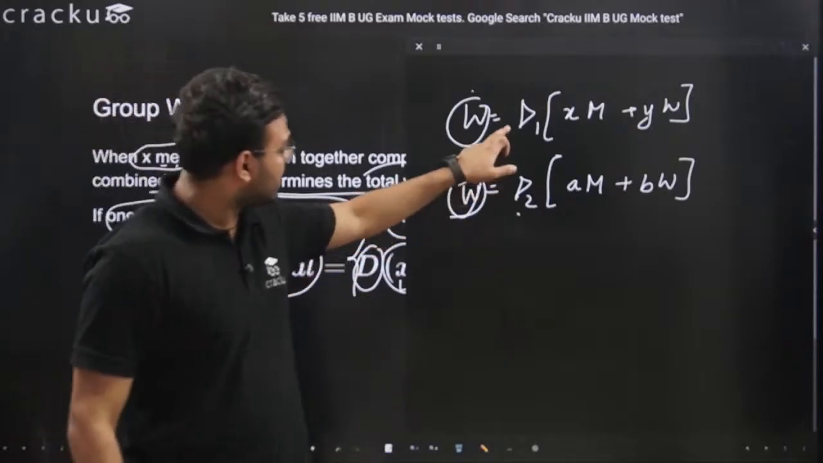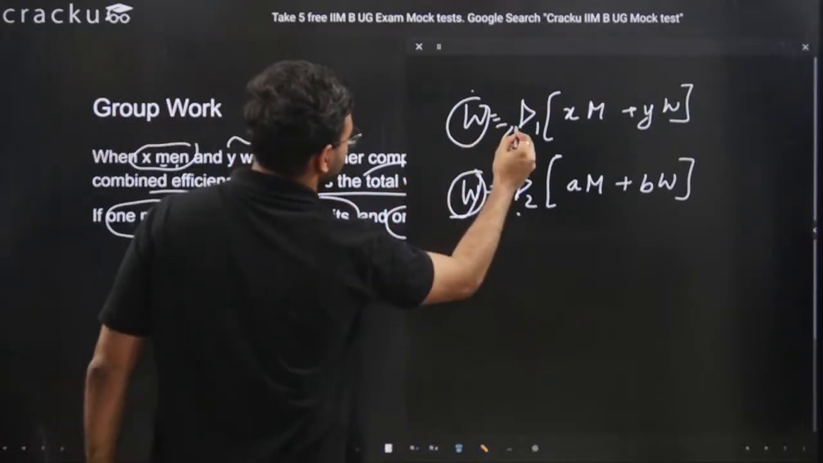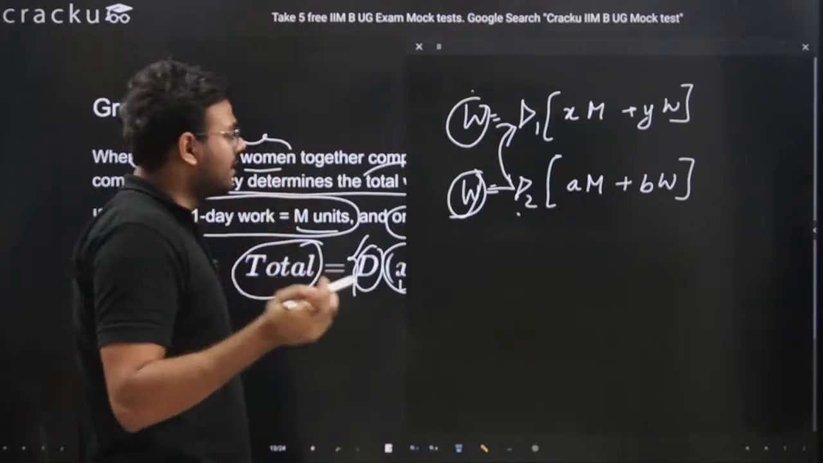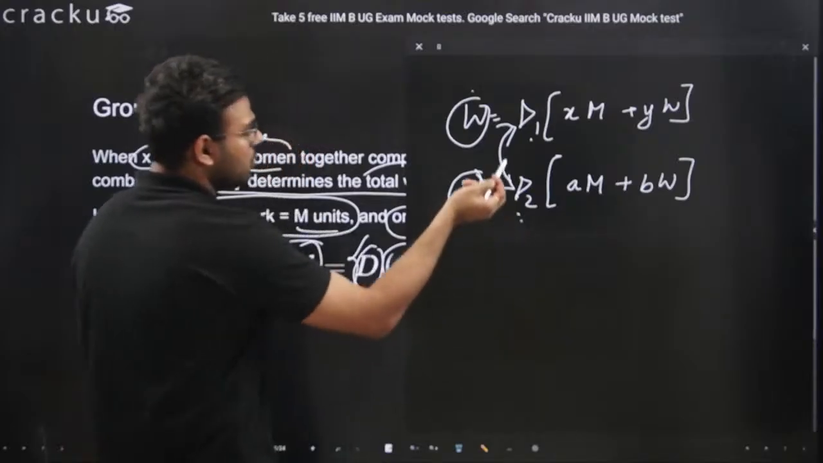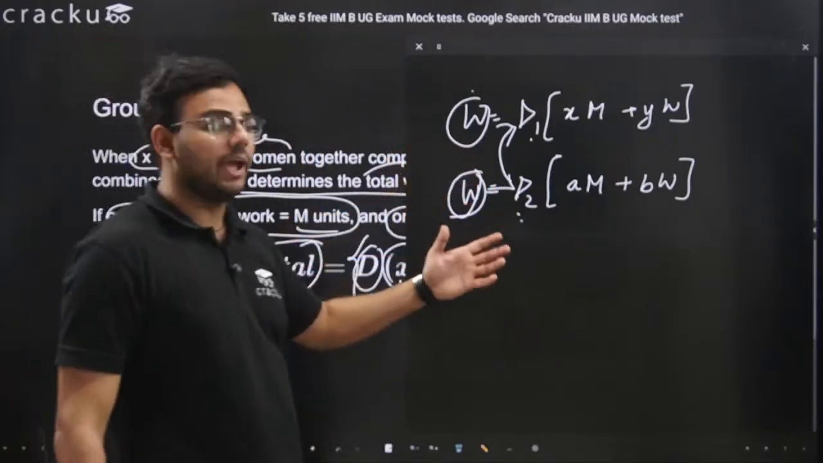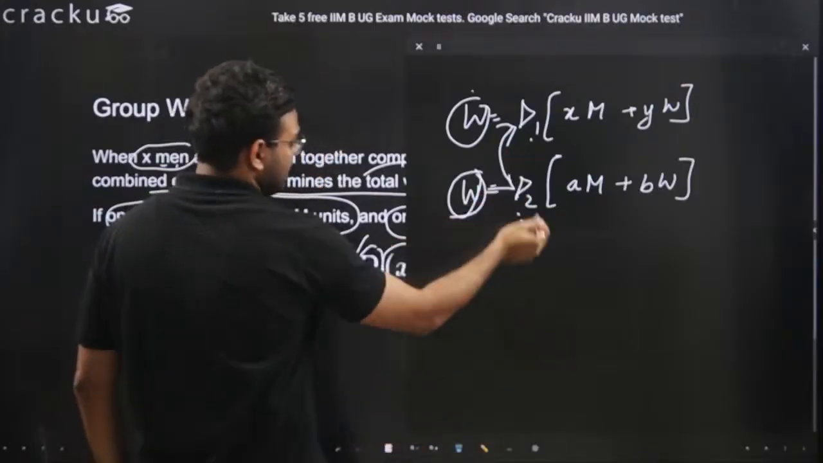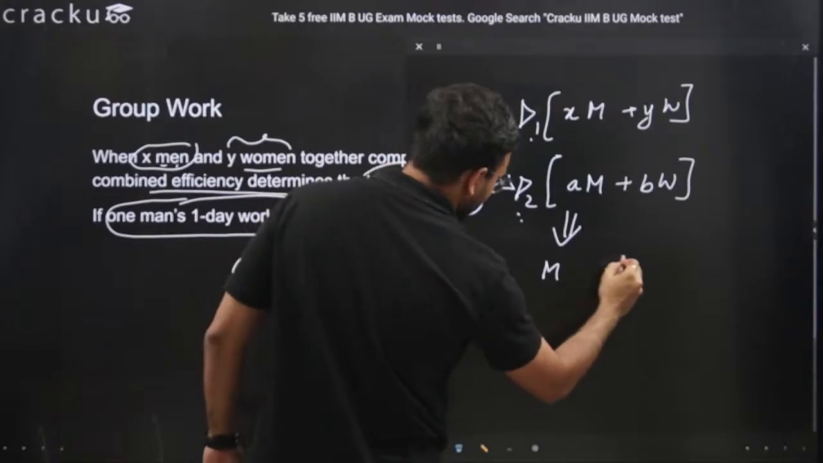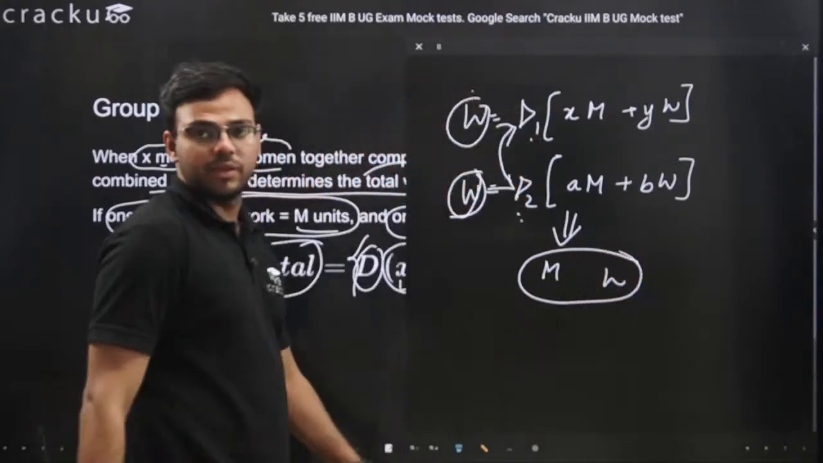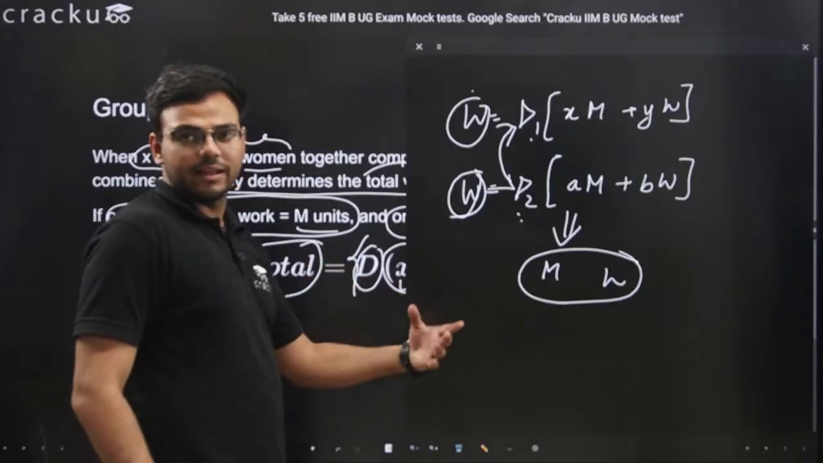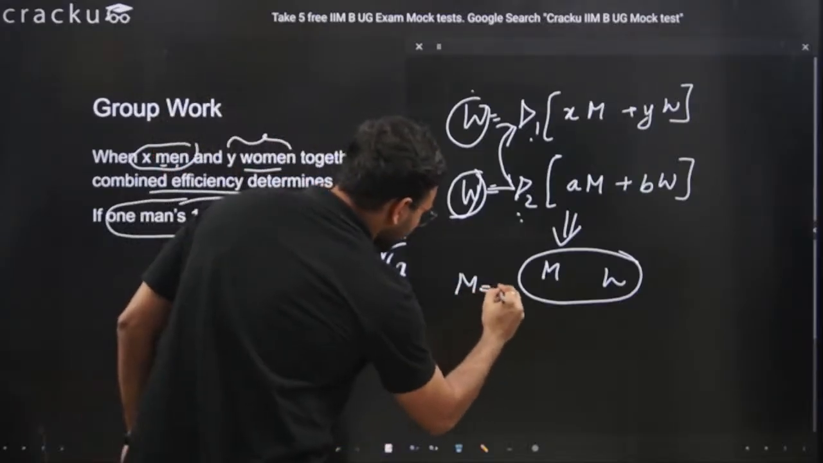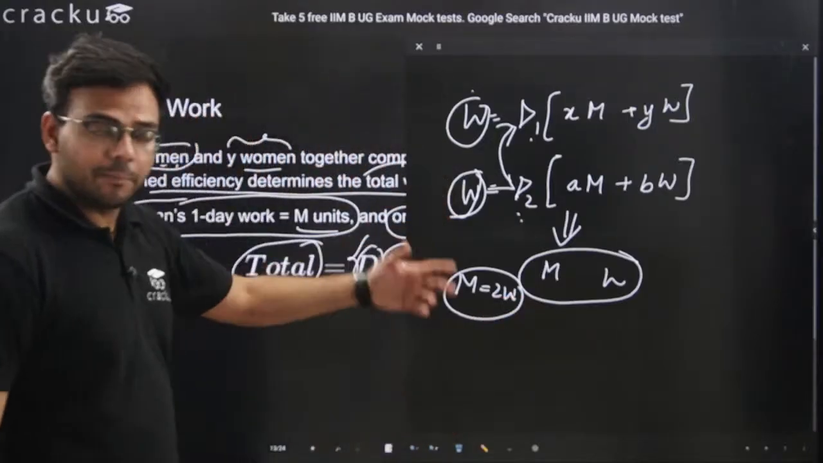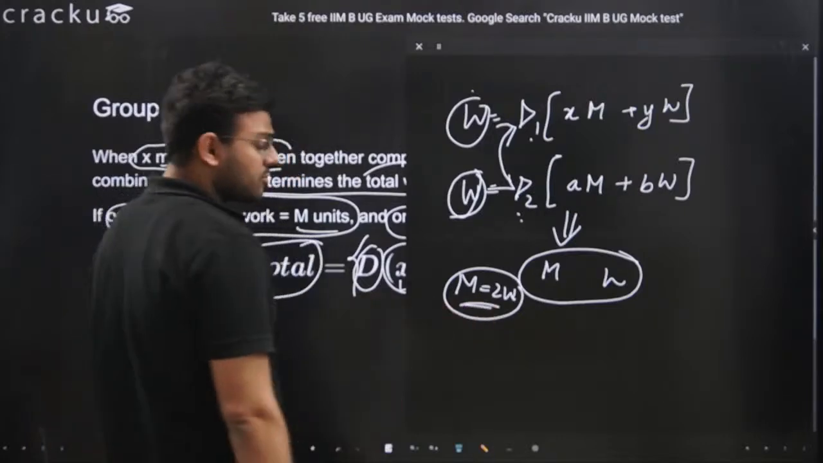So what we can do, we can equate these equations. We can compare these equations in the questions which will be given. The values of D1, D2, X, Y, A and B will be given. So using these values, you'll get a relation between M and W. Let's say in a certain case you get M is equals to 2W, that is, the efficiency of men is twice that of women.